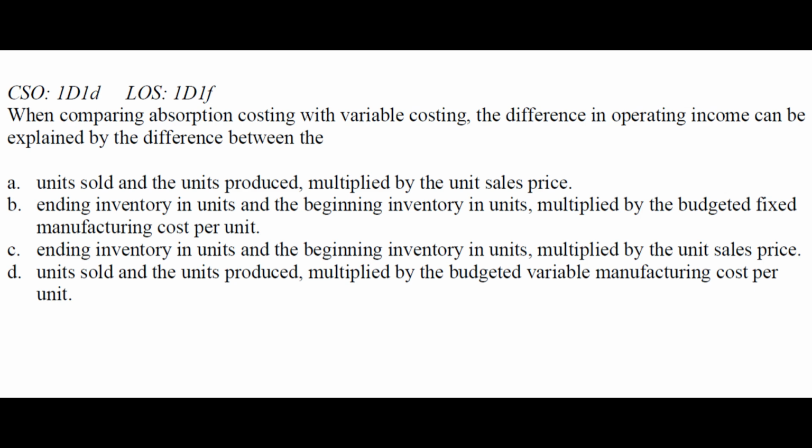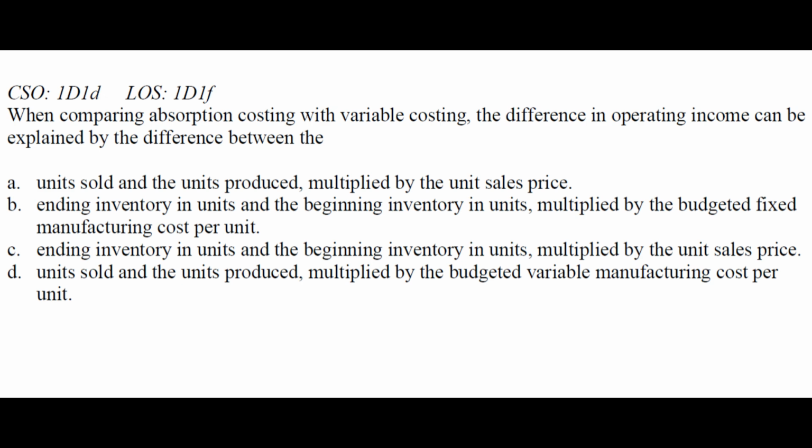This question tests the difference between absorption costing and variable costing, one of the most important topics in managerial accounting. The key distinction is the treatment of fixed manufacturing overhead, FMOH. Absorption costing treats fixed manufacturing overhead as a product cost, so it is included in inventory and expensed only when the goods are sold. Variable costing treats fixed manufacturing overhead as a period cost, so the entire amount is expensed in the period incurred regardless of production or sales.